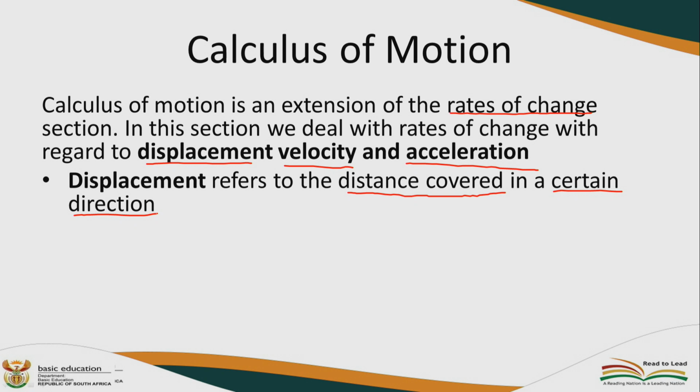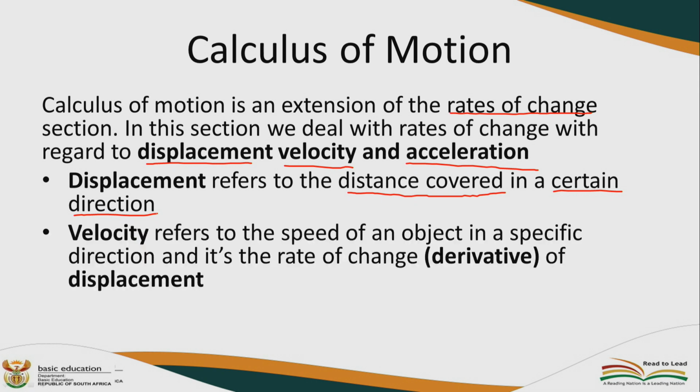It has both magnitude and direction. All right. Now, let us look at velocity. Velocity refers to the speed of an object in a specific direction. Again, you will see we are speaking of a magnitude and a direction. So it means that velocity is a vector quantity as well.